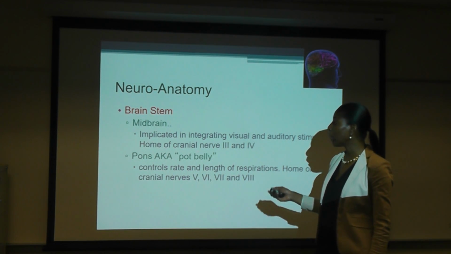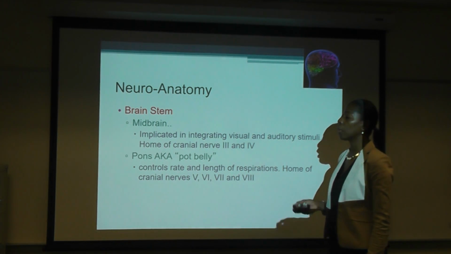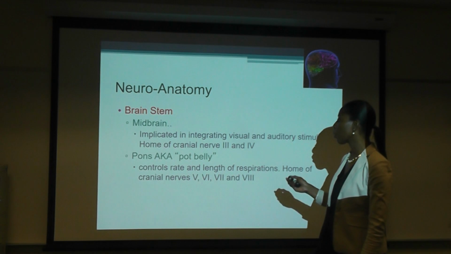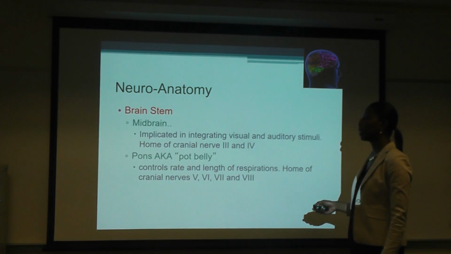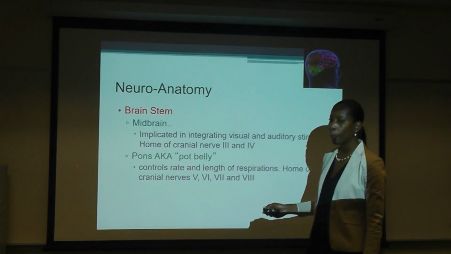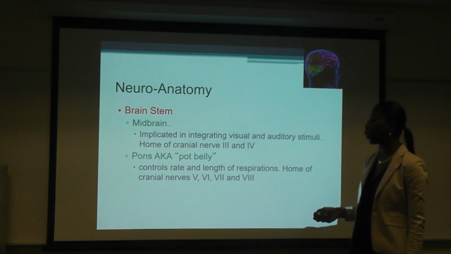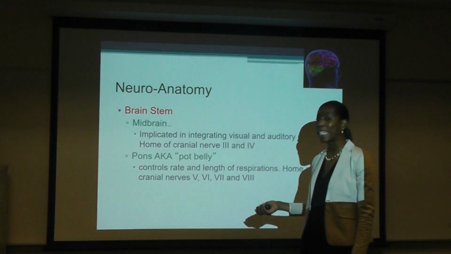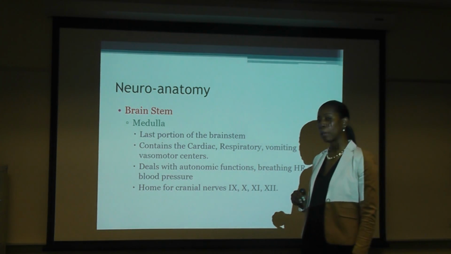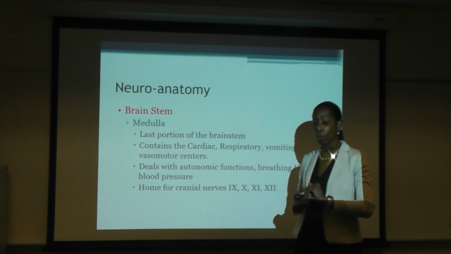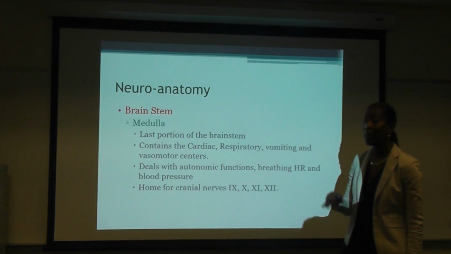Okay? So the midbrain, integrating visual and auditory stimulus, is home for cranial nerves 3 and 4. Okay, because we said 1 and 2 are in the cerebrum. Then we have the pons, aka pot belly. It coordinates length of respirations, and it's home for cranial nerves 5, 6, 7, and 8. Okay? The medulla is the last portion of the brainstem. It actually attaches the brainstem to the spinal cord. It is home for cranial nerves 9, 10, 11, and 12.